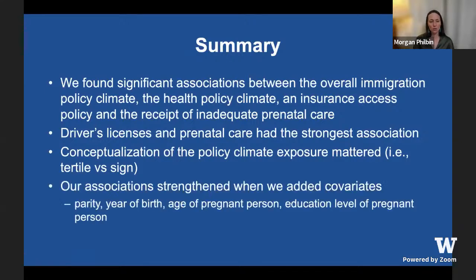One thing too, which I didn't go into detail here, but we ran in terms of sensitivity analyses with and without the covariates, and the association strengthened when we added covariates, particularly education levels. So we're debating whether or not we should keep that in the model.